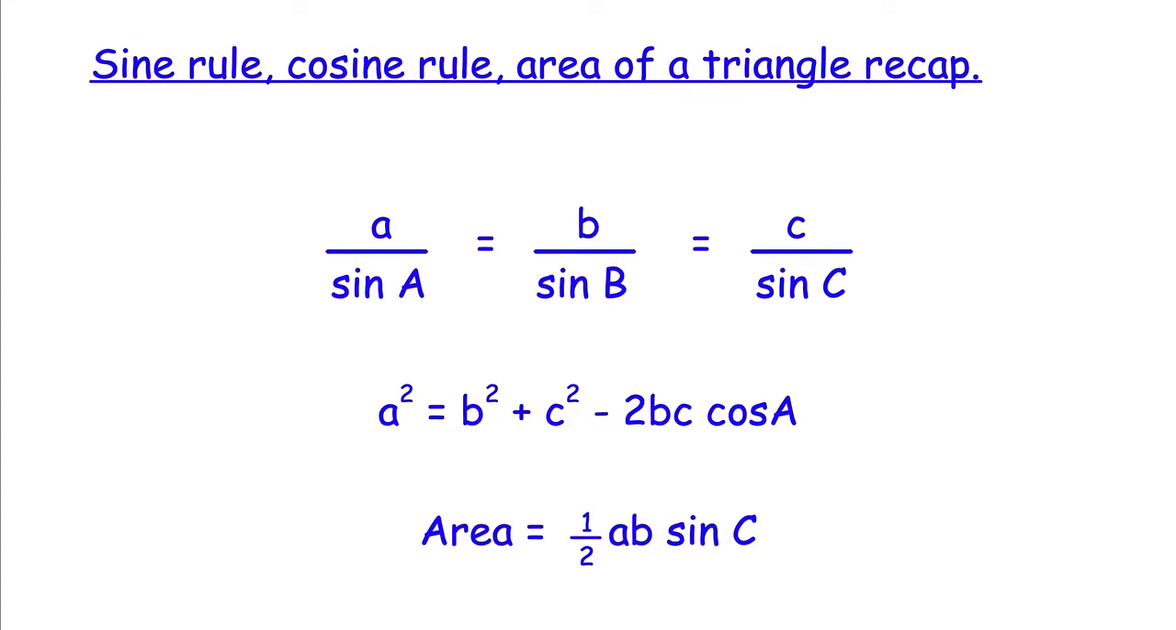So a over sine A equals b over sine B equals c over sine C if you're looking for a side, and the reciprocal of those fractions if we're looking for the angle. A squared equals b squared plus c squared minus 2bc cos A for the cosine rule, and the area of a triangle is half ab sine C. So all three of these work whether we are working in degrees or in radians.